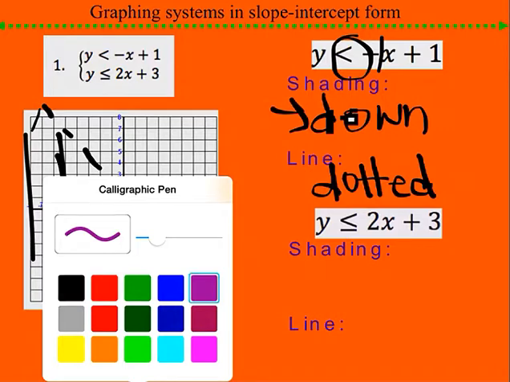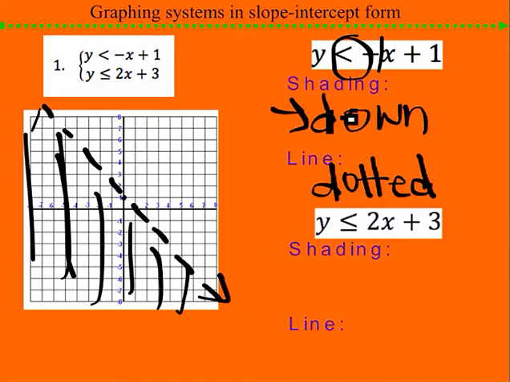A lot of students find this a lot easier if they do that in different colors. For this one, there's a line beneath the inequality, so we're going to have a solid line. Then it's facing away from the y, so I'm going to be shading down. Now I'm going to graph that line. I'm crossing the y-axis at 3, and then my slope is 2, which is the same as 2 over 1. So I'm going up 2 over 1, up 2 over 1.